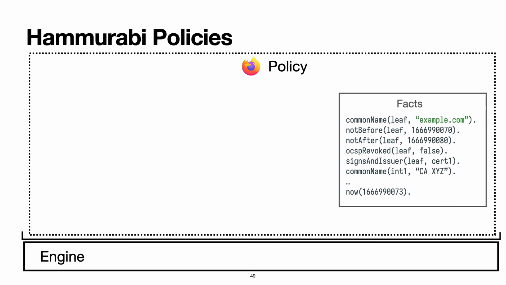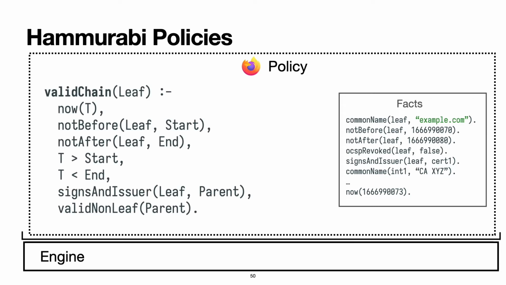Hammurabi policies are Prolog programs. They are composed of many Prolog rules that operate over the facts produced by the engine. They have one required entry point rule, valid chain, whose sole operand is the leaf certificate. To execute this policy, the engine queries whether the valid chain relation holds for the given facts. If so, the certificate is valid.